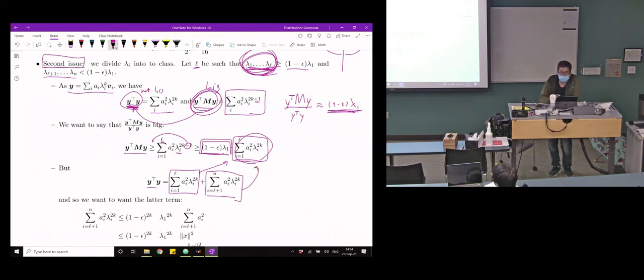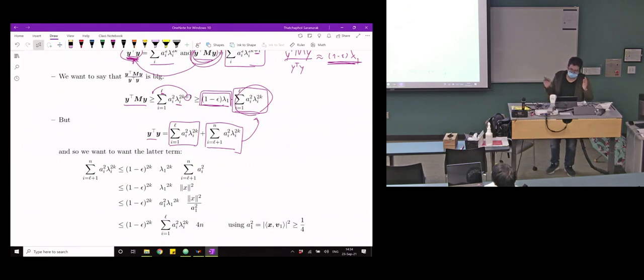Maybe it's not good to go into the calculation, but the point is just that each of these lambda i, where i is more than L, they are the small guys. When you take the power of them many times, they will shrink quickly, right? And that's why when you do that, this term is going to be small.